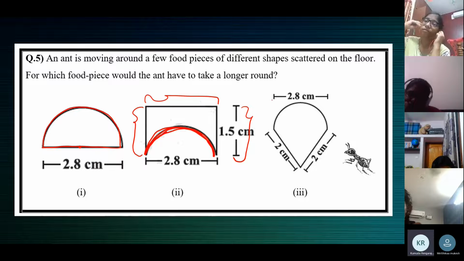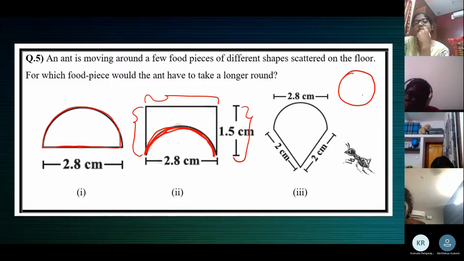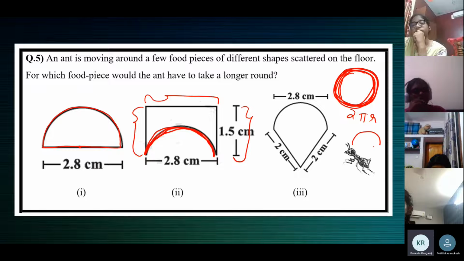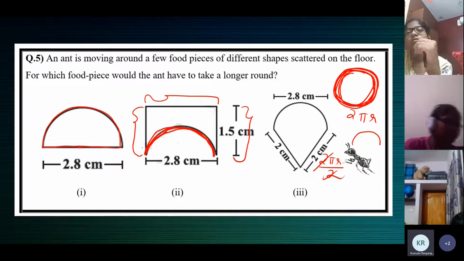What is the length of the boundary of a circle? No, children, answer my question. What is the length of the boundary of a circle? 2 pi r. So what will be half of it? 2 pi r by 2. So the length of this one is pi r.